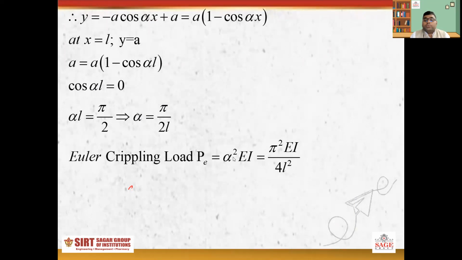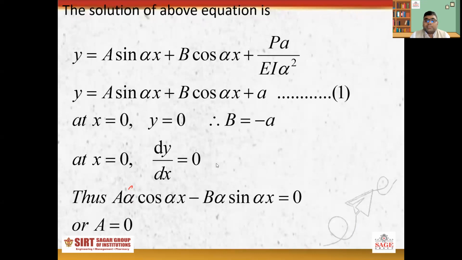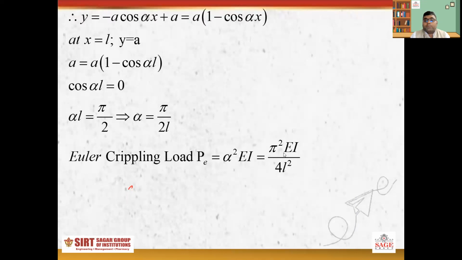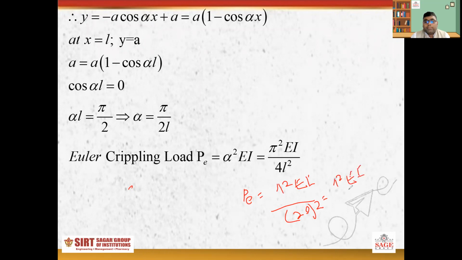Now the Euler crippling load P is equal to alpha square EI, which we take from here. So now put the value of alpha, and it becomes pi square EI upon 4L square. This is the Euler relation for a column with one end fixed and the other end free. And you can write this universal equation for Euler crippling load as pi square EI upon (2L) square, and this can also be rewritten as pi square EI upon Le square, where Le is equal to 2L, and Le is called the equivalent length.